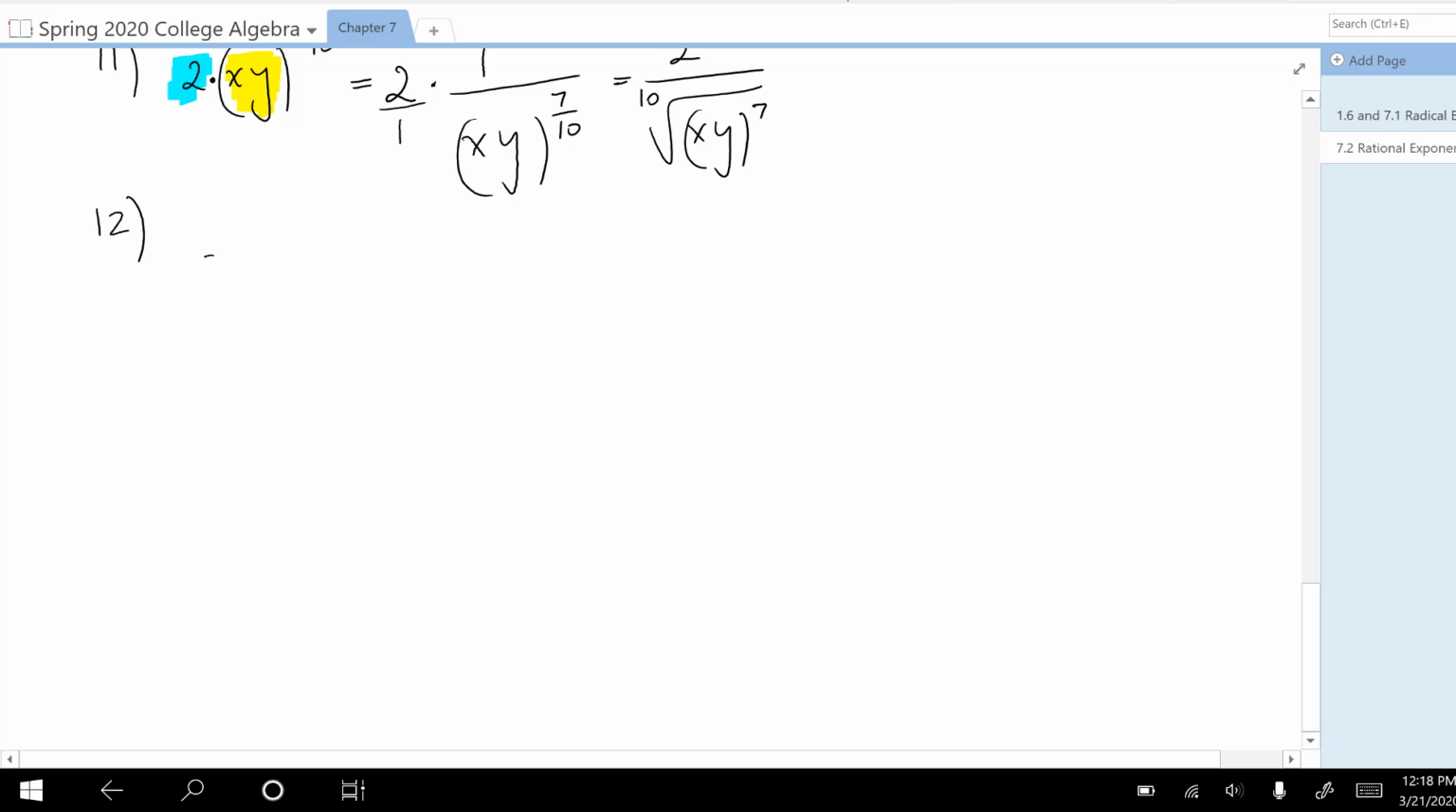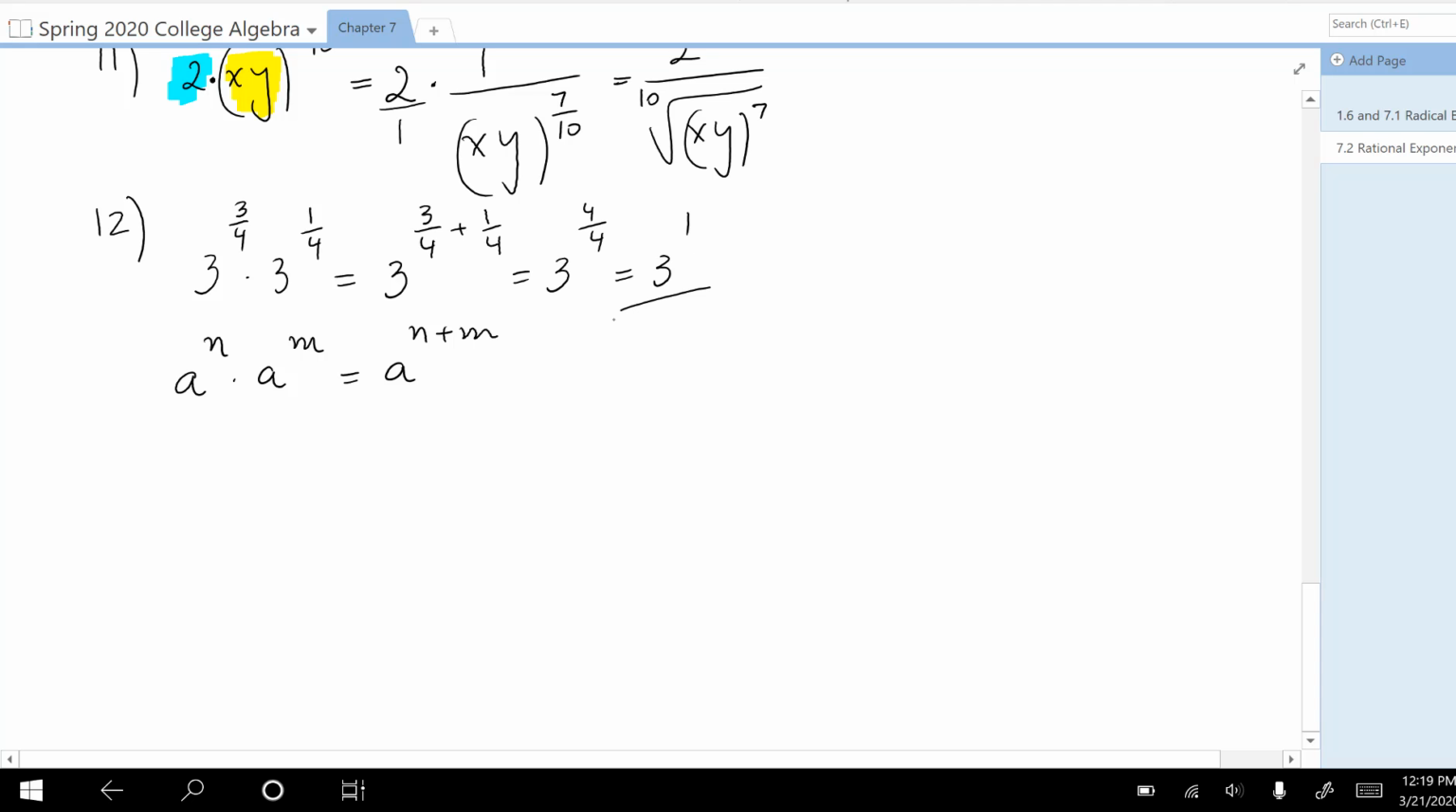It says simplify. So 3 to the 3/4 times 3 to the 1/4. How would we compute this? Well, when I see this problem, it reminds me of a^n times a^m, which is a^(n+m). So in our case, it's copy the base and add the two exponents, which is 3 to the 4/4, which is 3 to the first power. So that's it.